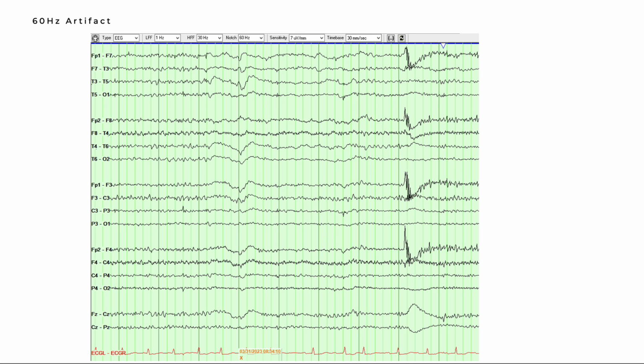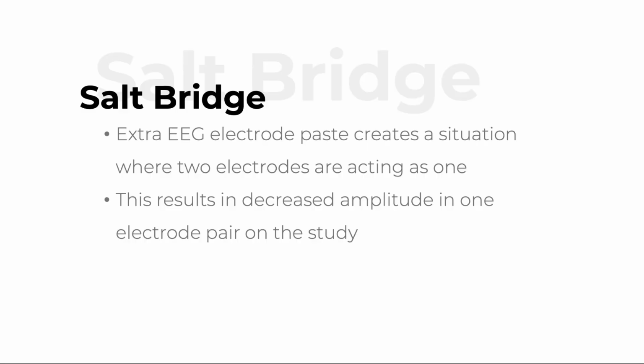In other countries, it may be the 50 hertz notch filter, depending on the standard of electricity utilized. A salt bridge is another type of electrode artifact worth discussing. This is quite different than the salt artifact we discussed before. This is when an electrode paste is spread too widely or too generously, and you get a bridge where it connects two electrodes together. This results in decreased amplitude in one electrode pair in the study.